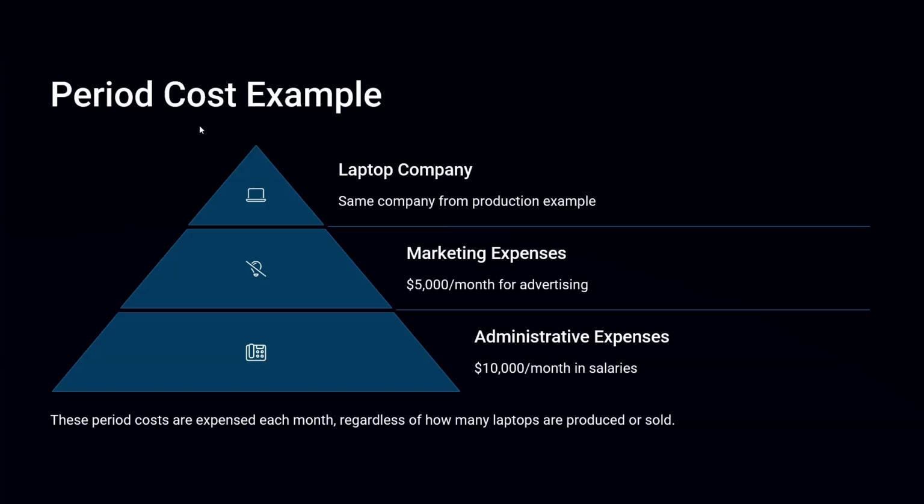Let's use the same laptop company we talked about before. In addition to building laptops, the company also needs to promote them and pay office staff. The company spends $5,000 as marketing expenses every month on online ads, brochures, and other promotional efforts. The company also spends $10,000 every month on office salaries.